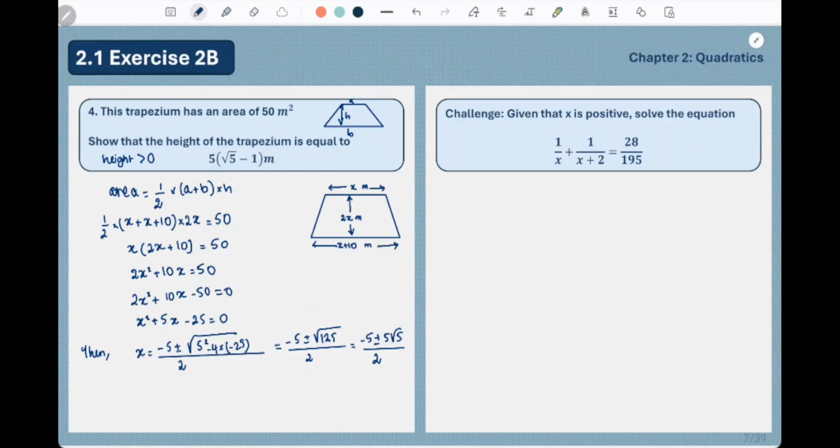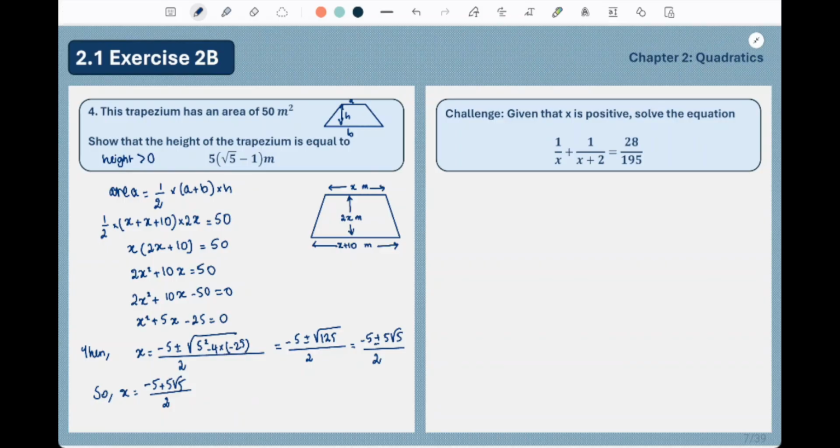So we're only considering x is equal to minus 5 plus 5 square root of 5. This one definitely is greater than 5. That's why, if you were to do 5 square root of 5 minus 5, it's more than 0. You can check that out if you compute in the calculator anyways, over 2. Okay, so this is the positive value of x, which is going to give us the height.